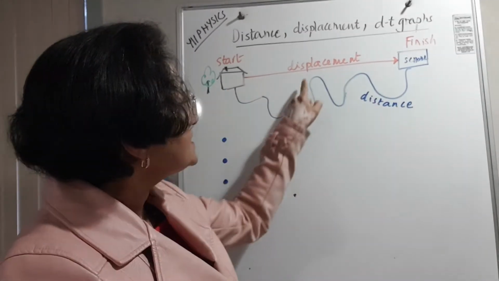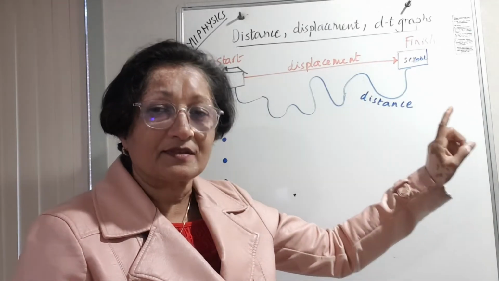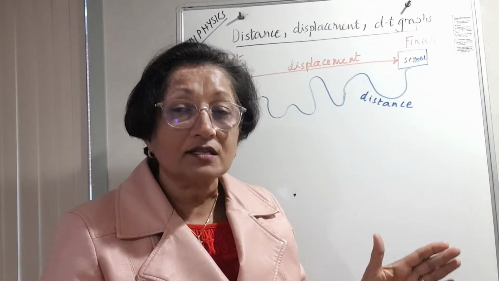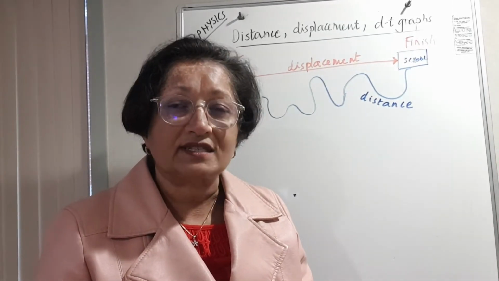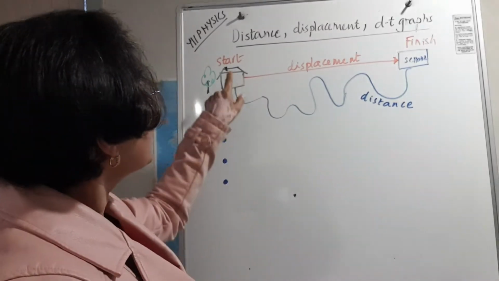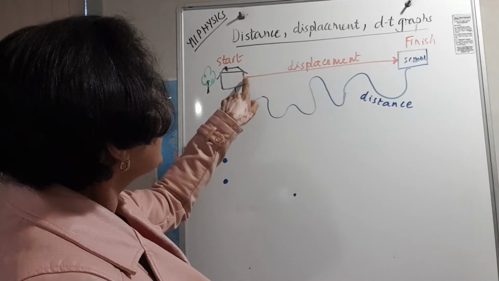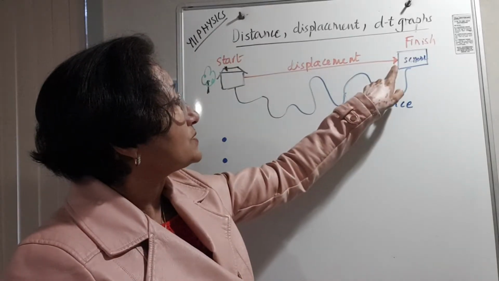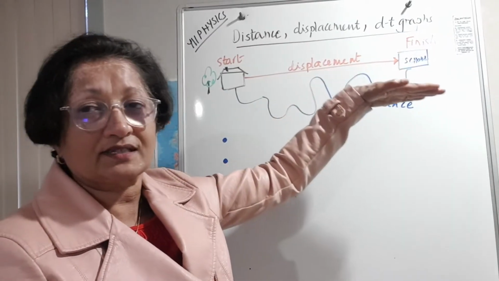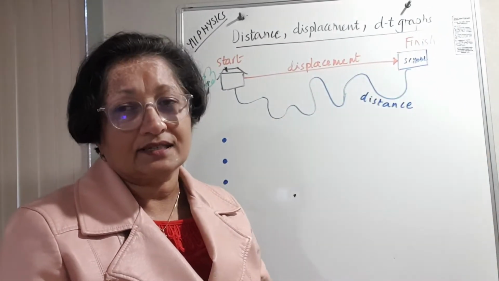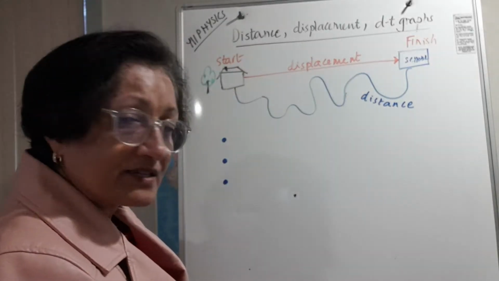So the length of this path is the distance traveled. However, displacement is the shortest distance from start to finish. And you know that the shortest distance between 2 points is a straight line. So you started at home, you finished at school. So your displacement is the straight line between home and school in that direction. Okay, because displacement is a vector and distance is a scalar. Okay, some more examples about distance and displacement.